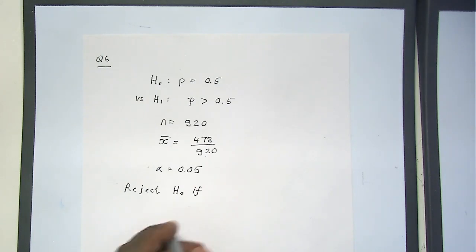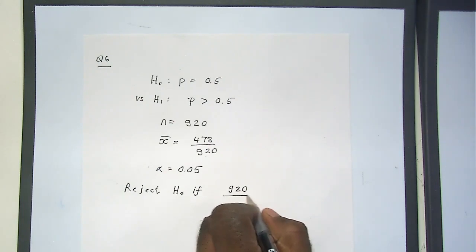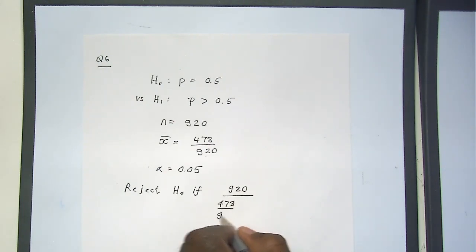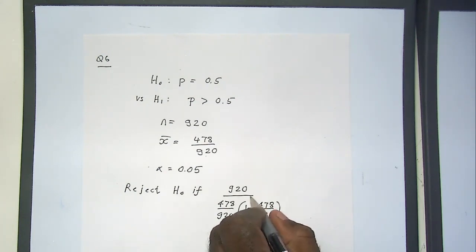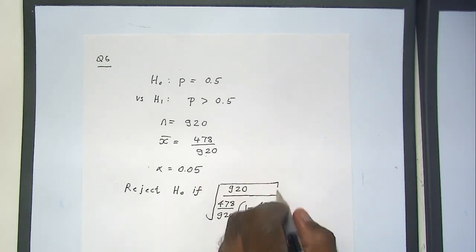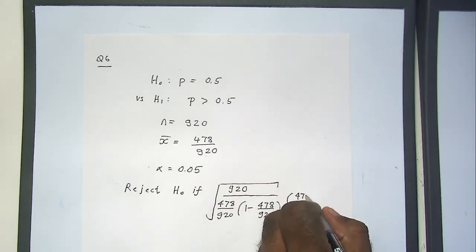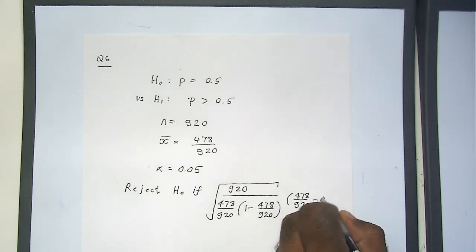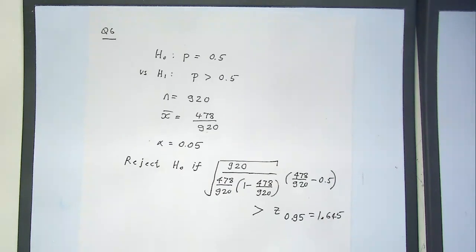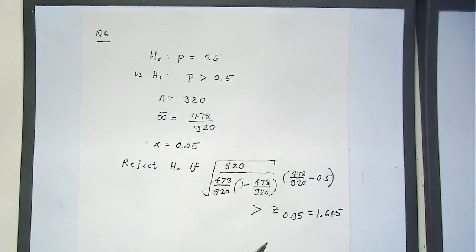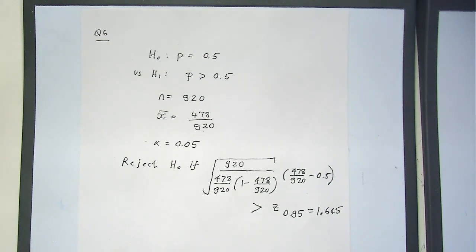N, which is times x bar, which is must be greater than z. Alright, so this is the rule for rejecting the null hypothesis. So once again, if you have a calculator, you can work this out and see if it is greater than 1.645. If so, you will reject, otherwise you accept. Okay?